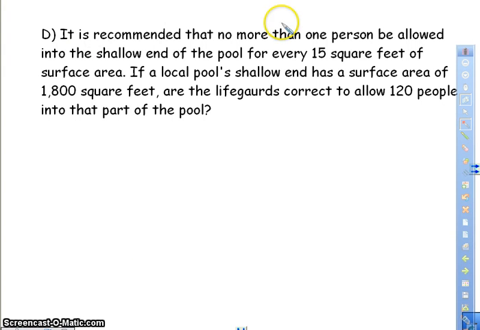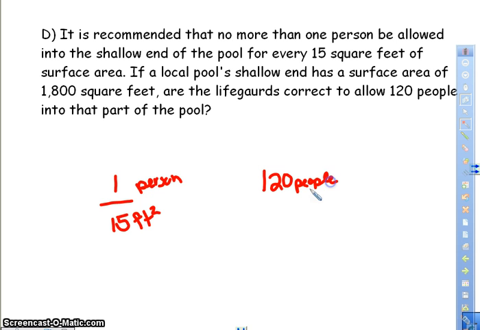Okay, so they said no more than 1 person allowed in the shallow end for every 15 feet. So 1 person to 15 square feet. They want to know if they are allowed to do 120 people for 1,800 feet. Okay, so we need to simplify. Now this is already in simplest form, so we need to see if this simplifies down.